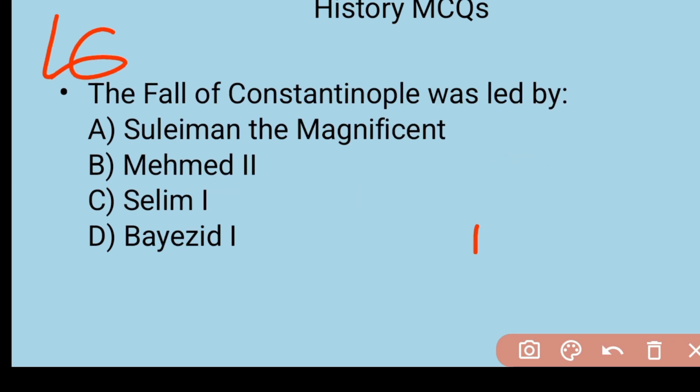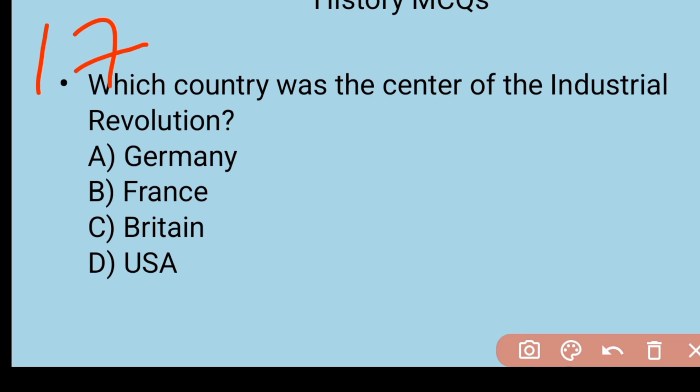Question number 16. The fall of Constantinople was led by A. Suleiman the Magnificent, B. Mehmed II, C. Selim I, D. Bayezid I. Okay, the right answer is Mehmed II. He was the Sultan of the Ottoman Turkish Empire during the period under study, when they captured Constantinople, the political center of the Byzantine Empire, in 1453 AD.